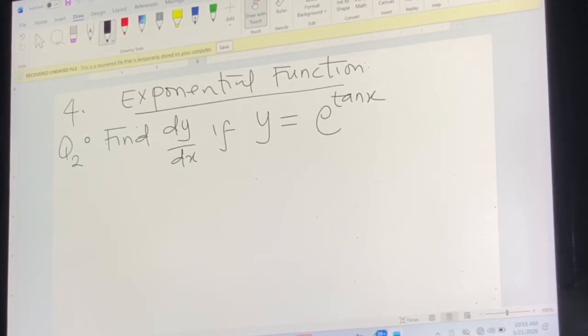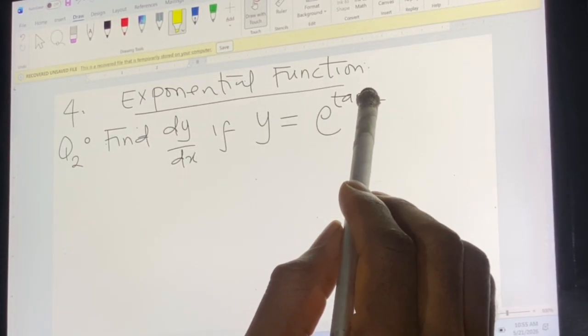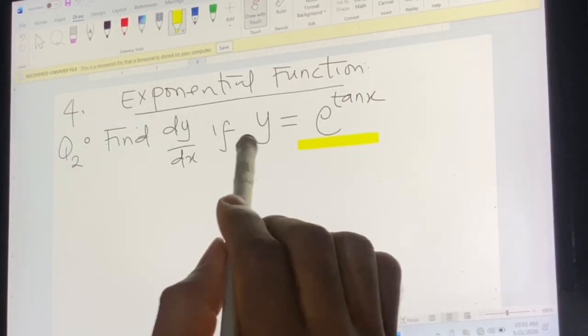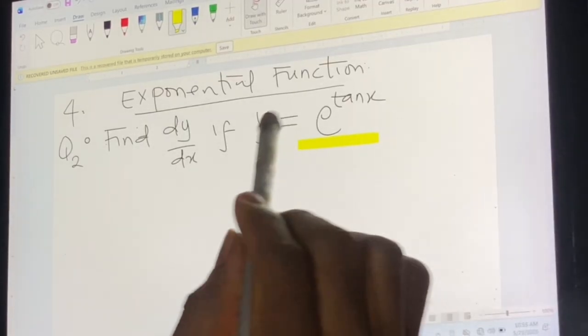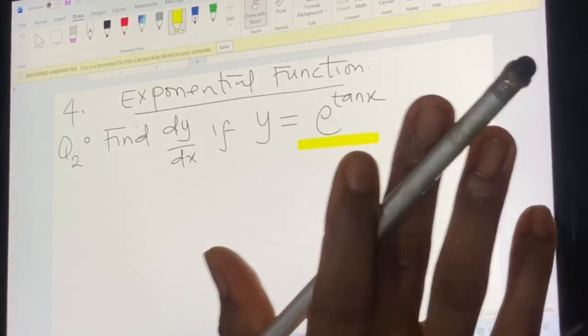Of course, this is the first thing you have to know here: whenever you are given a question to find dy/dx, or the derivative or differential coefficient of a function, the first thing to do is to identify the function. So when you look into this question, y equals exponential tan x, it means that this particular question is an exponential function. All right, please don't be confused.